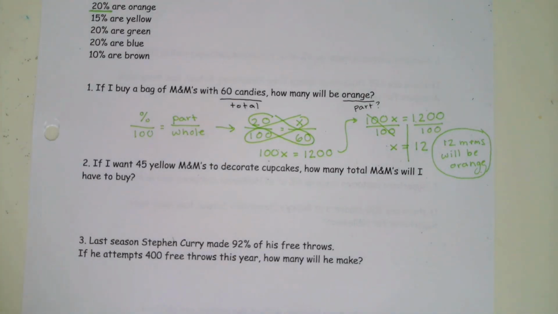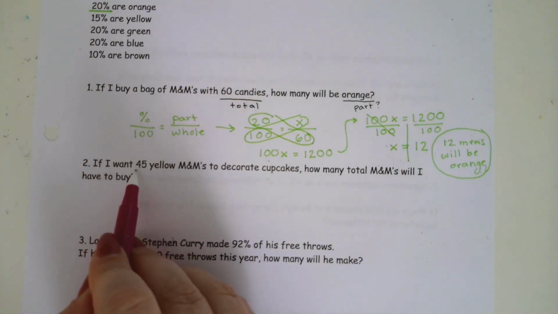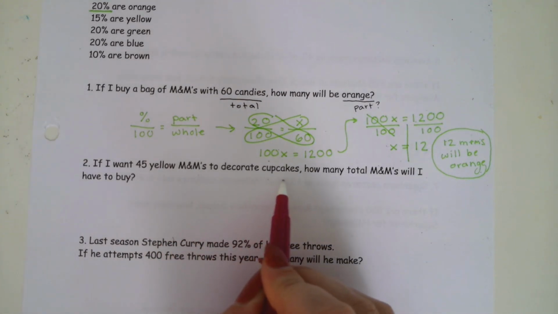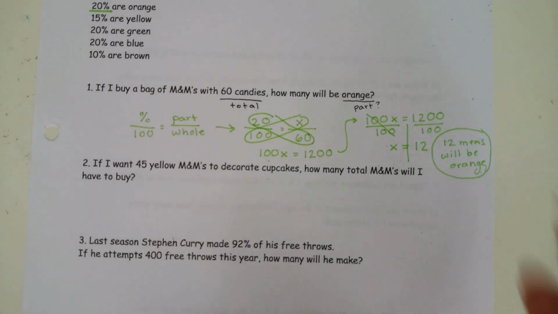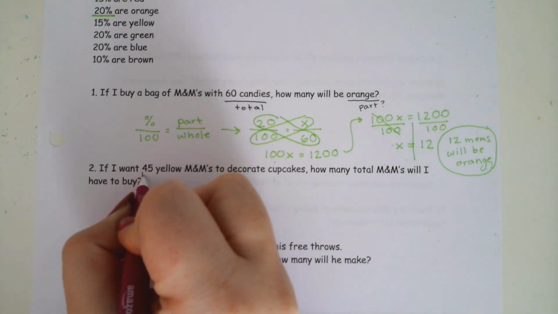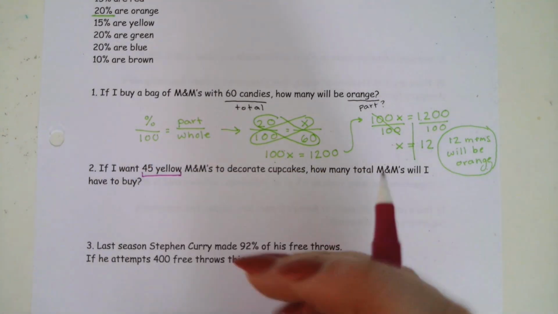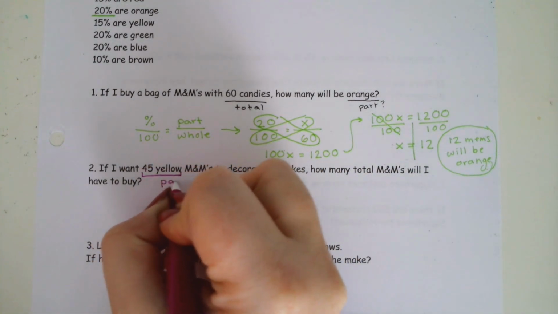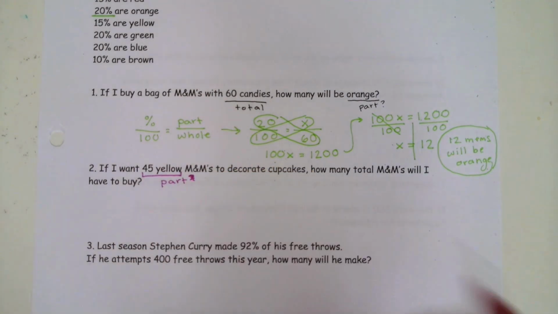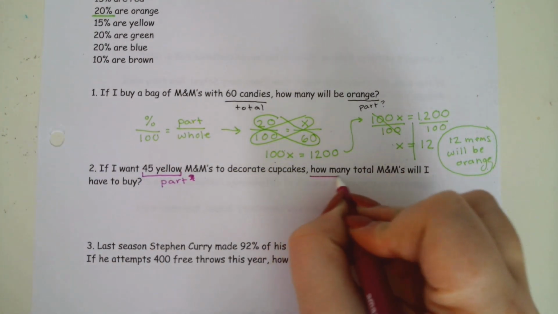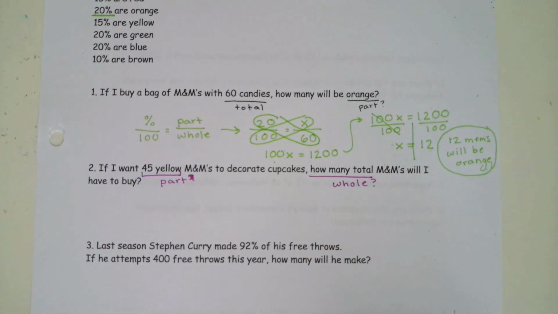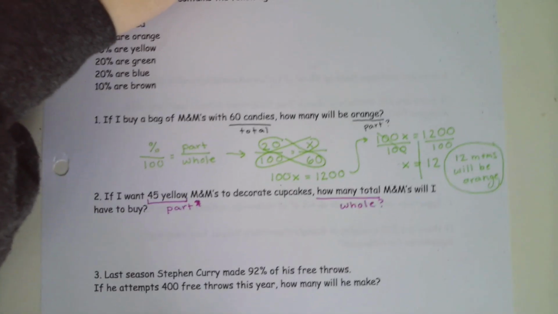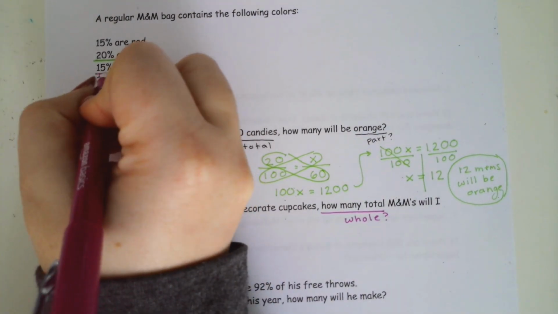All right, so for this one, it says if I wanted 45 yellow M&Ms to decorate cupcakes, how many total M&Ms will I have to buy? So how many little candies will you have to buy? Well, we have a part because yellow is one specific group of M&Ms. So we do have a part, no question mark, that's for sure. They're asking how many total, so we don't have the whole. That's what they're asking about. We do, however, have a percentage for the yellow.